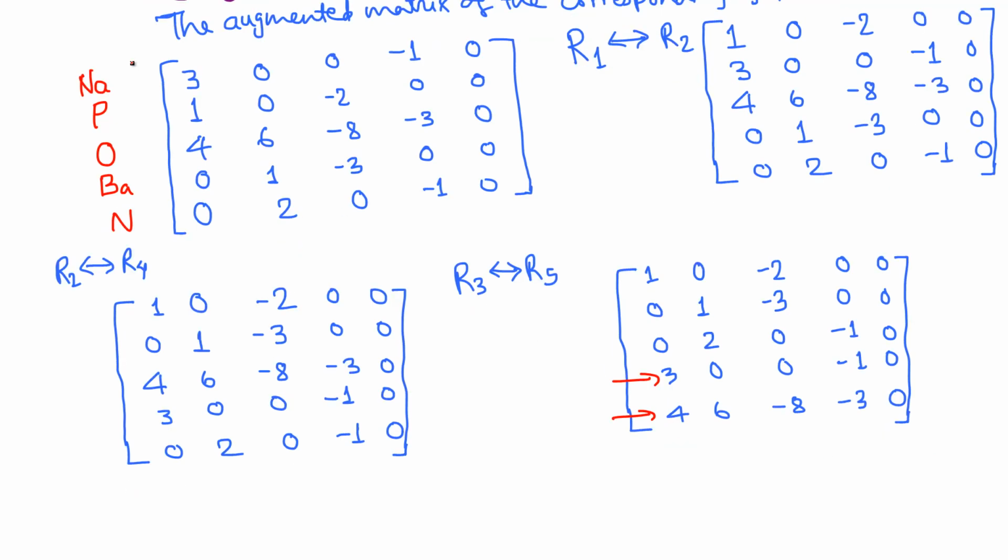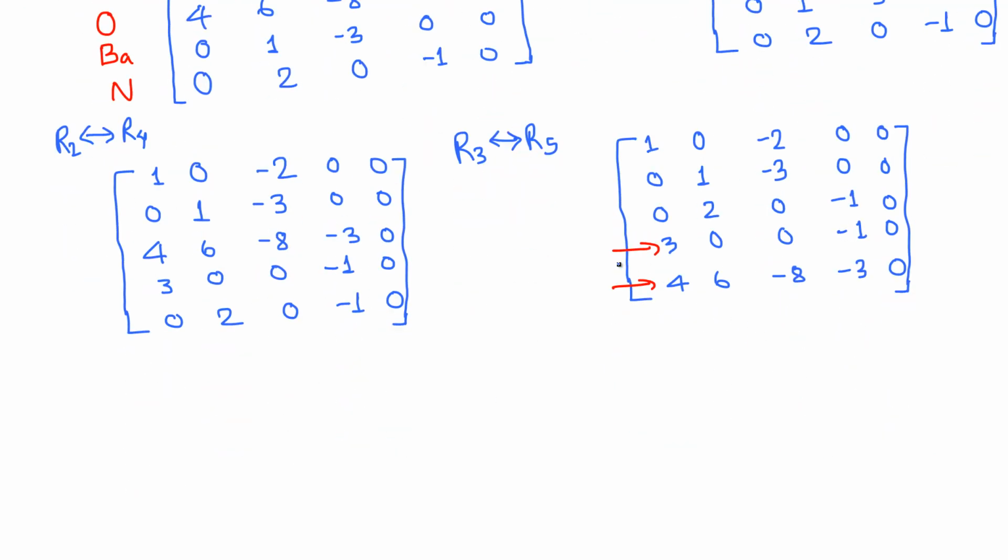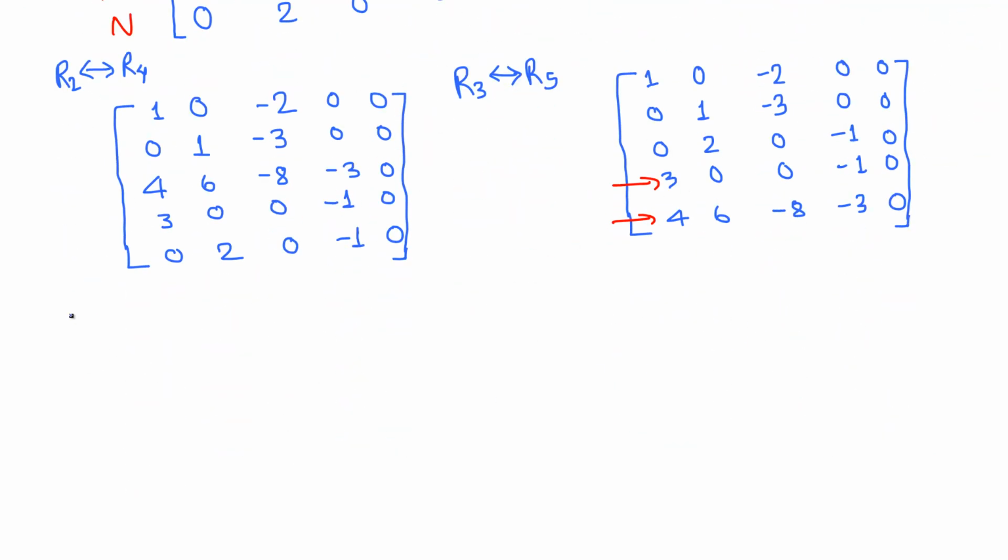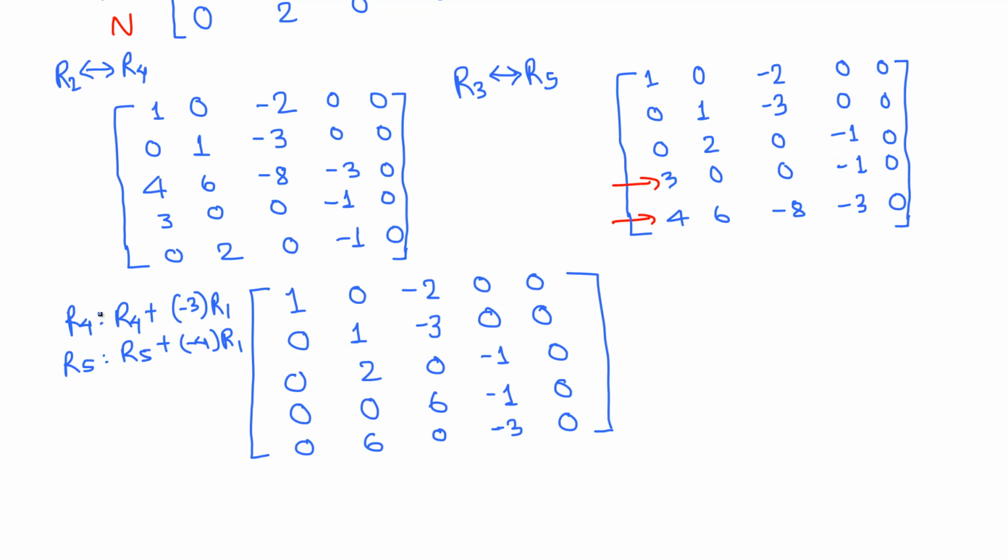So we want to do the following. We want to work on R4 such that R4 plus negative 3 times R1, and R5, that is R5 plus negative 4 times R1. Okay, and the first 3 rows stay the same, and we do this. So with these operations we are here. Next one, all zeros, good.